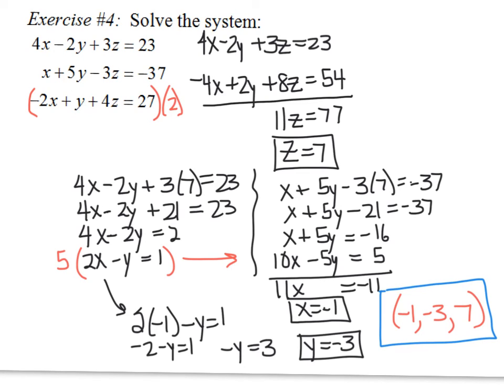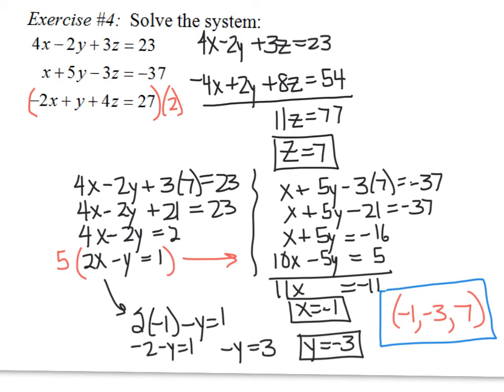Hi, welcome back. Did you get the solution? Negative 1, negative 3, 7? Take a look at my work, and again you'll notice that I combined the first equation with the third equation, and when I did that, it worked out really nicely because the x's and the y's both canceled. That gave me a solution right away for z.